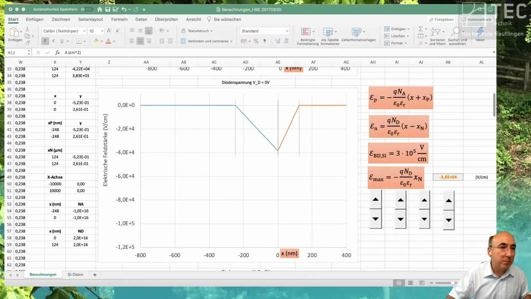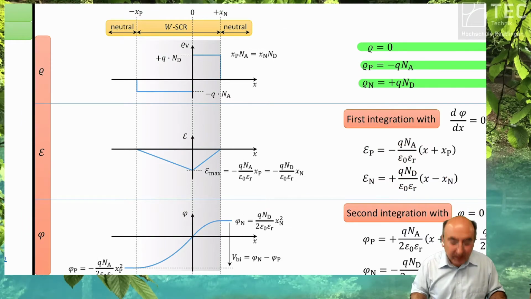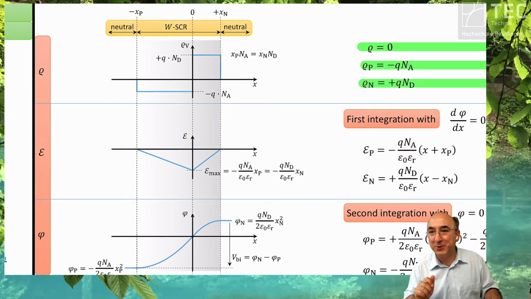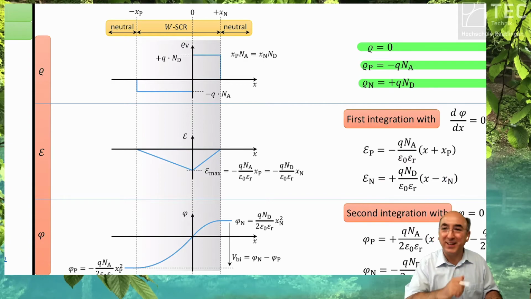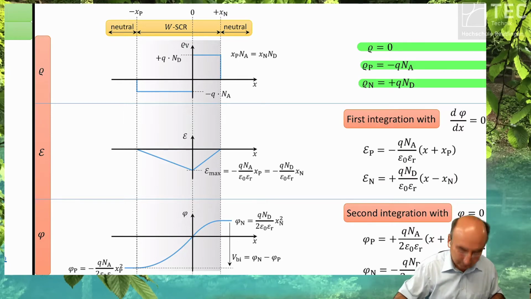Okay, so let's go back to the iPad. Here we are. You see, I have just copy-pasted from my Excel sheet all these diagrams. I haven't painted it by hand, except there are straight lines.